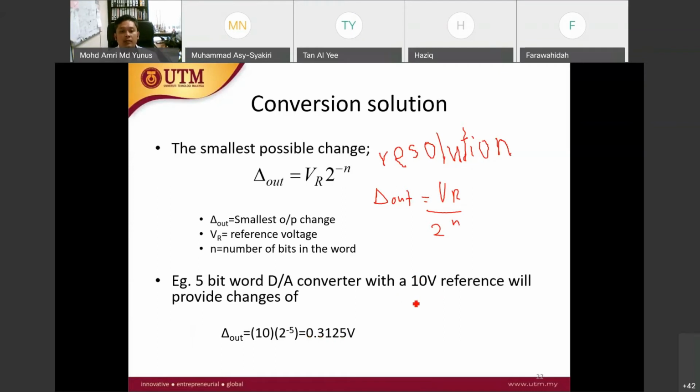Let's increase the bits. This is when we have 5 bits. Let's double the bits of the digital to analog converter to 10 bits, and we fix the reference. So delta out will be 10 over 2 to the power of 10, which will be much smaller.